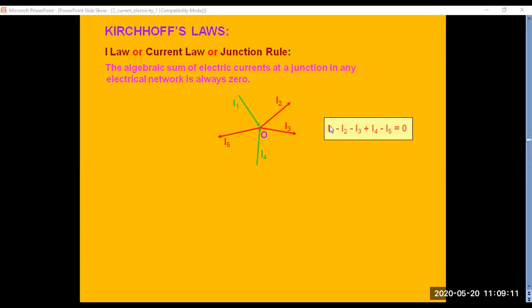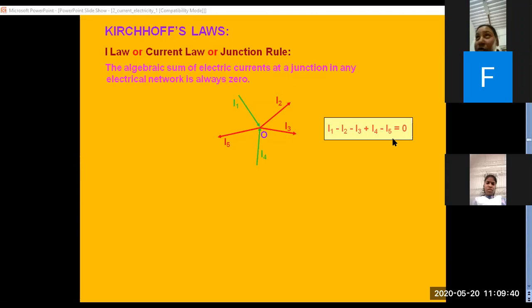It's leaving the node, so it should be taken as negative. I3, again it is leaving the node, so you have to write it as minus I3. I4 is again entering the node, so you take it as plus I4. I5 is again leaving the node, so I'm taking it as minus I5. So my law is: the sum of algebraic currents at any junction should be equal to 0.